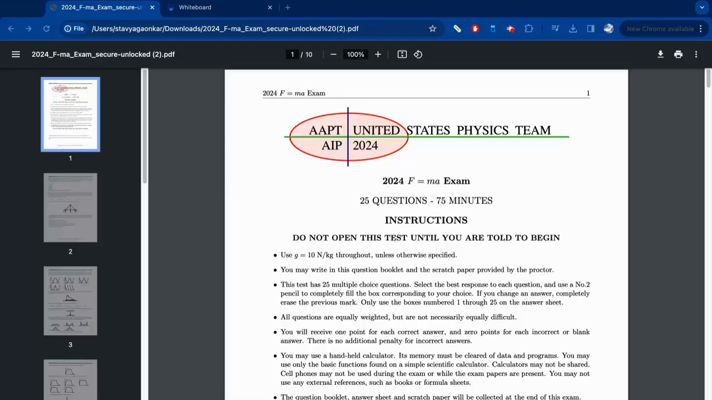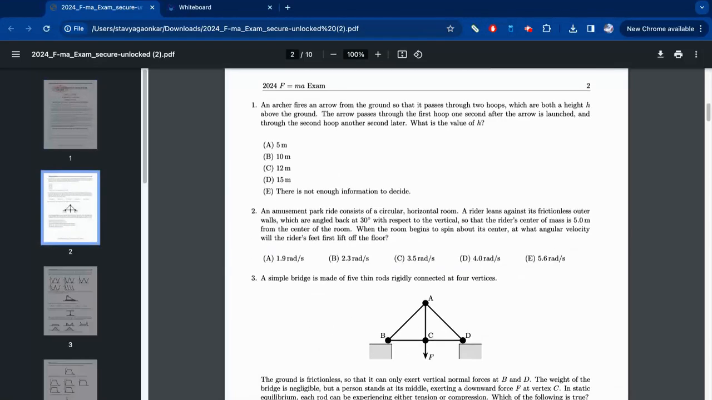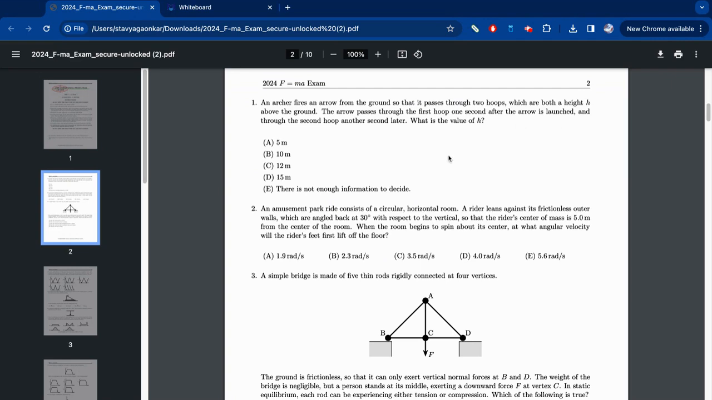Hey everyone, today I'll be solving some problems from the 2024 F equals MA exam. Starting with problem number one. An archer fires an arrow from the ground so that it passes through two hoops, which are both a height h above the ground.